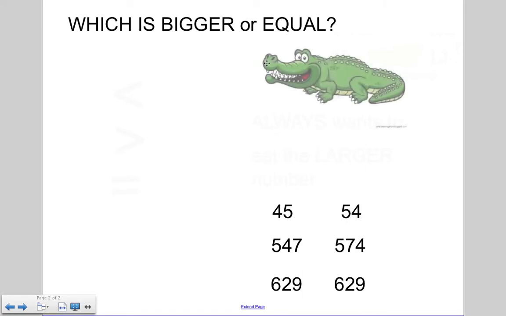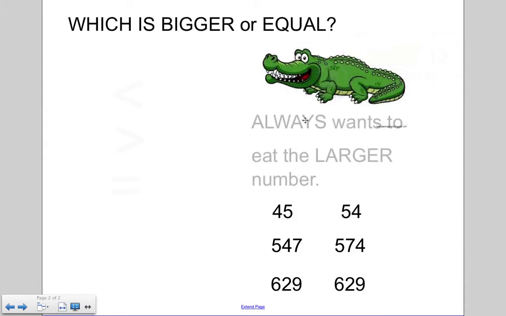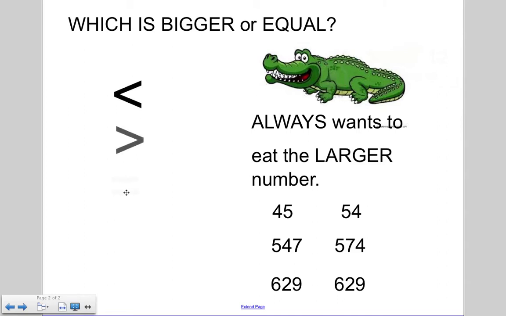I want you to always think of an alligator. Whenever in class we talk about bigger or less or greater or less, think of an alligator. Alligators always want to eat the larger number. You can see here we have some pictures to help us out. Think of this as the alligator's mouth. It's opened up to eat the larger number. So the larger number might be on this side, that's why it's opened up. The larger number might be on this side over here, that's why it's opened up. And then we have an equal sign, which would be equal.